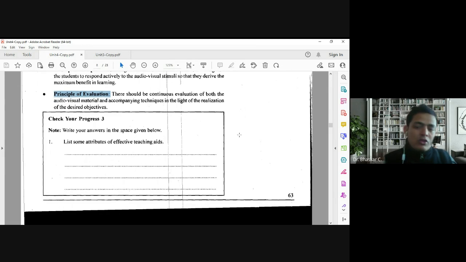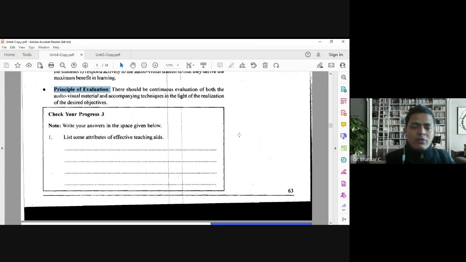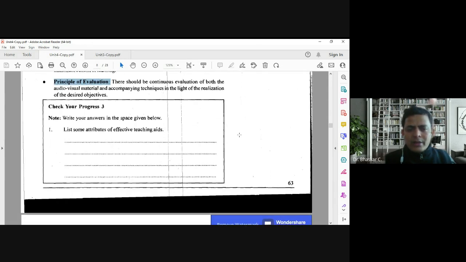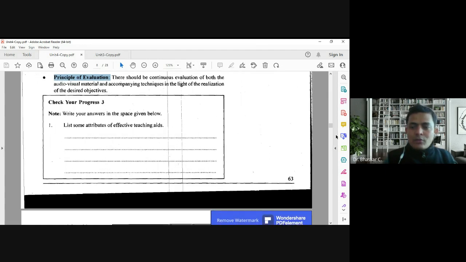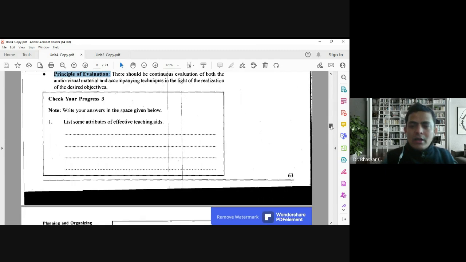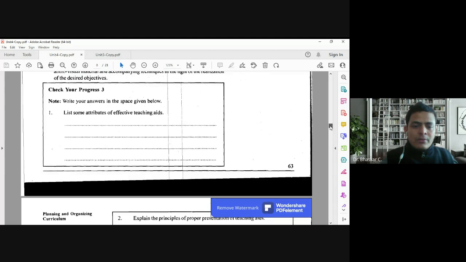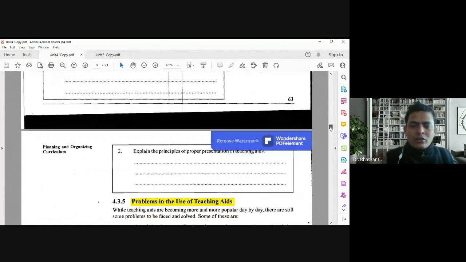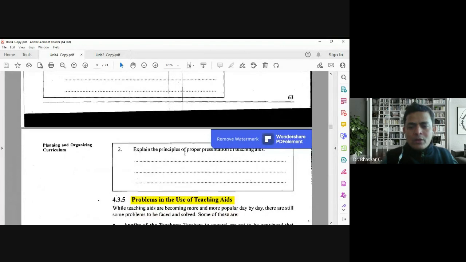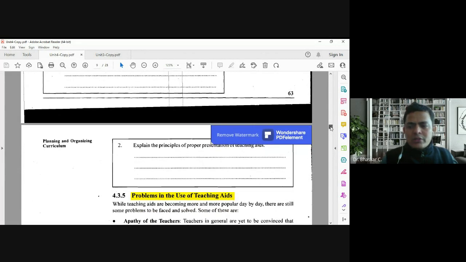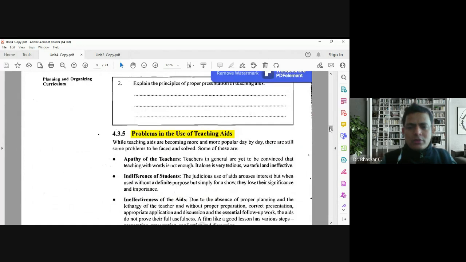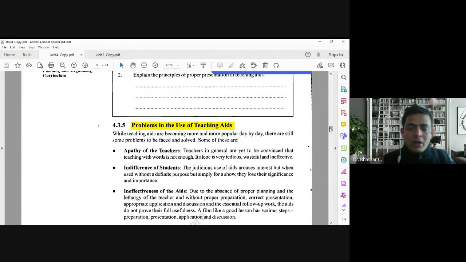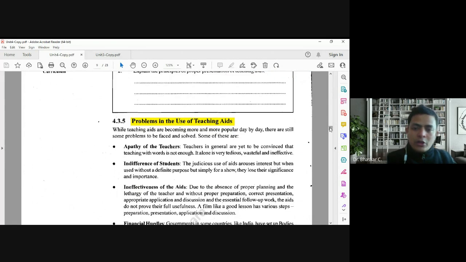Maybe teaching of mathematics, maybe for science, maybe for physical education, maybe for drawing, maybe for languages, anything. Again, you have some queries, some questions that are presented here, and you need to answer them later on. Some attributes of effective teaching aids, this I have already discussed, and it also talks about the principles of presentation. So I have already discussed with you some of the principles. You need to answer those questions a little later when you get the spare time. Now let us talk about some problems in the use of teaching aids.